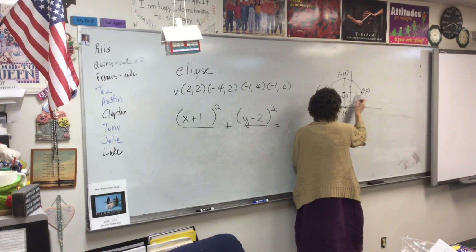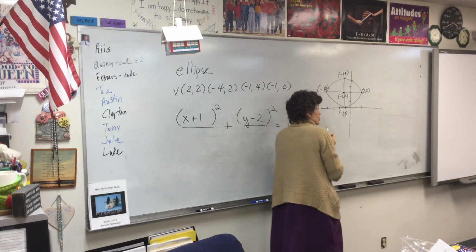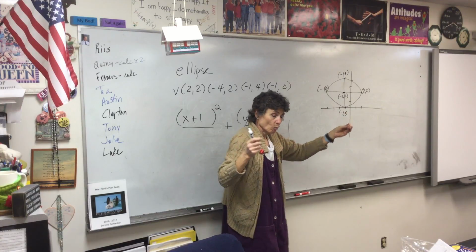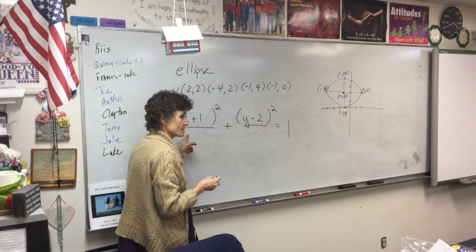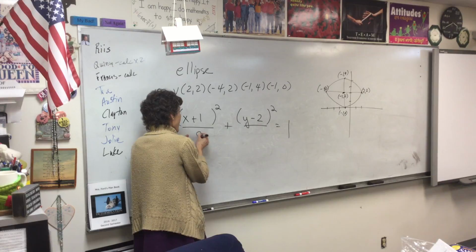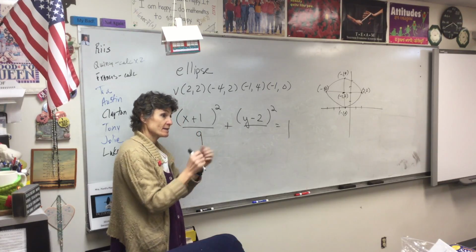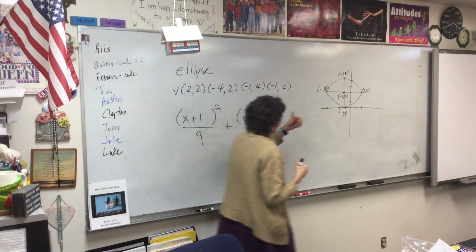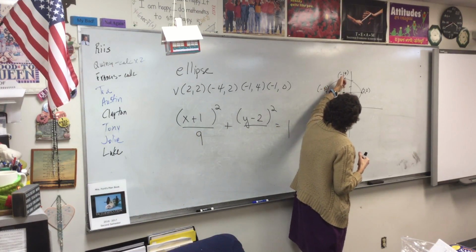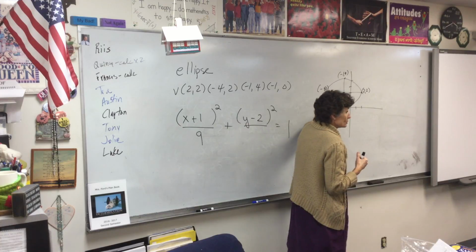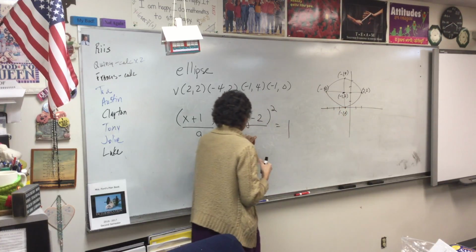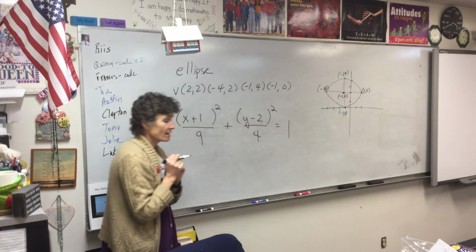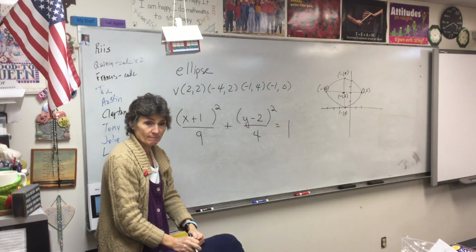How many am I going forward and backward here? 3. So my x radius is 3, which means under x has to be a 9. Remember, the square root of that tells you how far back and forth to go. What about y? Well, I seem to be going up and down 2, which means under here has to be a 4. That's it. That's all there is to it. That was easy.